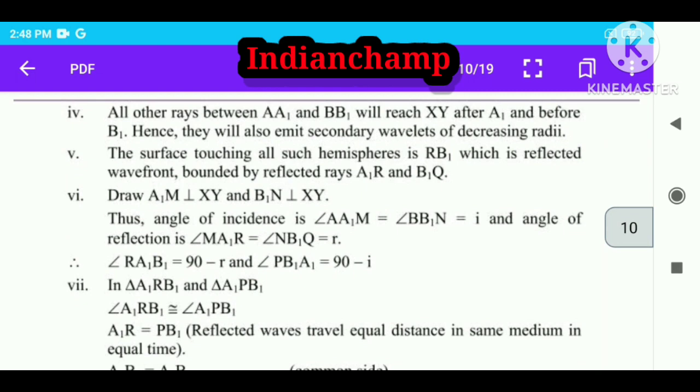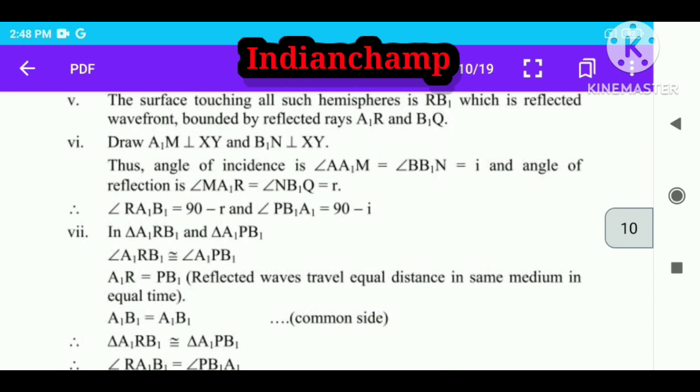Fourth, all other rays between A1 and B1 will reach XY after A1 and before B1. Hence, they will also emit secondary wavelets of decreasing radii. Fifth, the surface touching all such hemispheres is RB1, which is the reflected wavefront bounded by reflected rays A1R and B1Q.